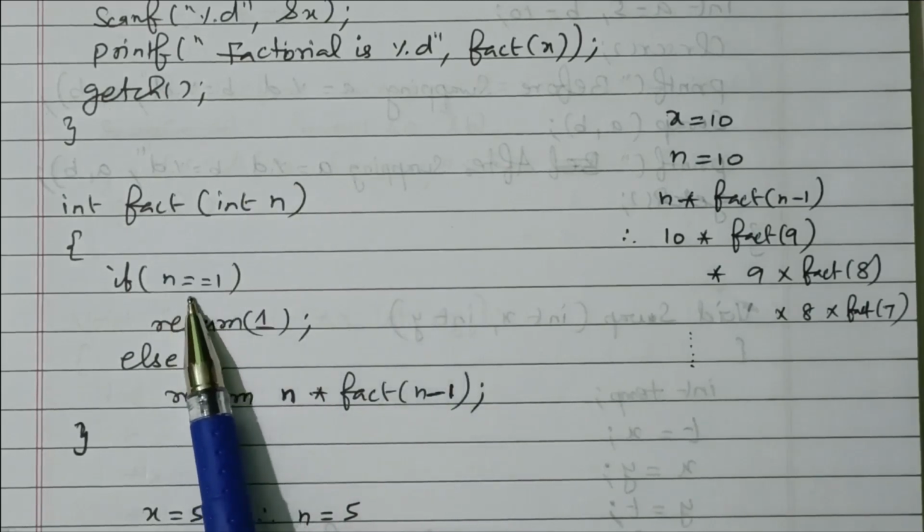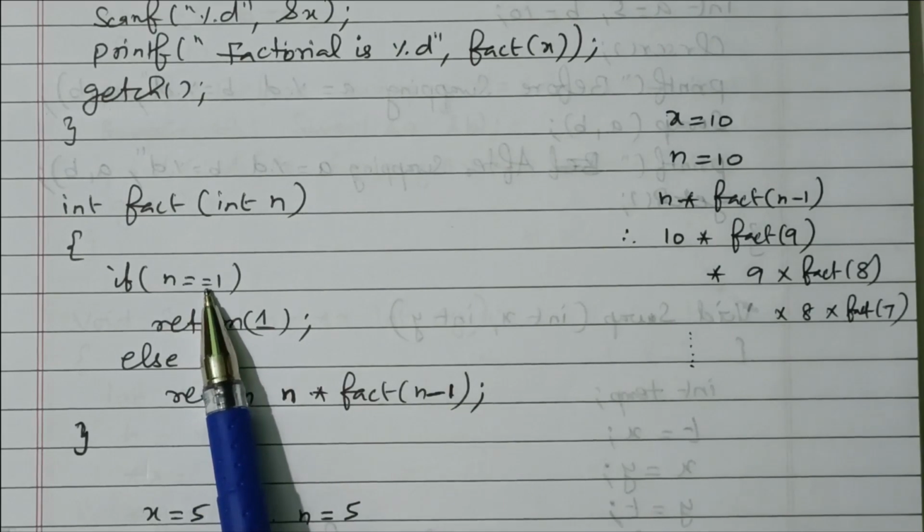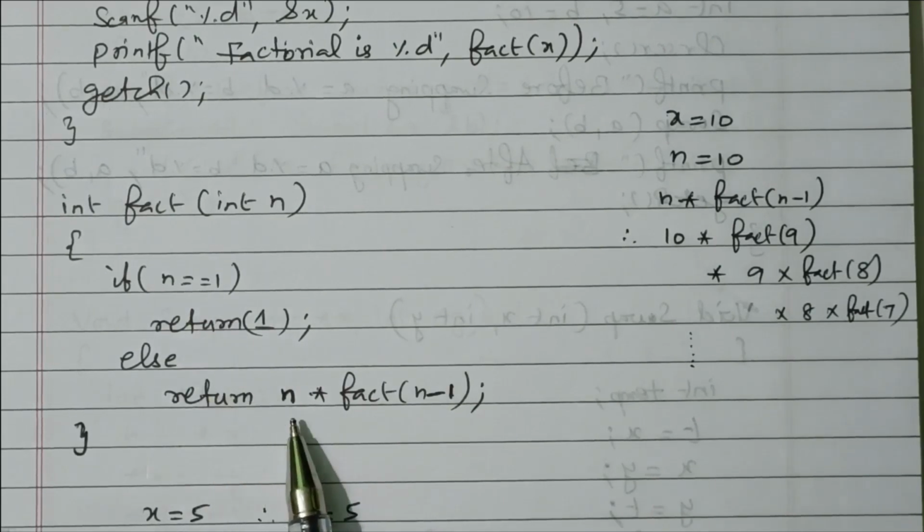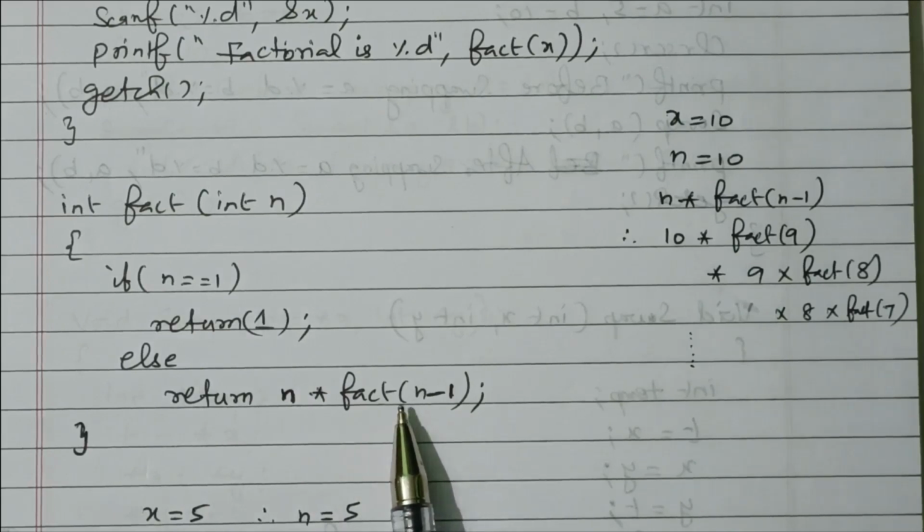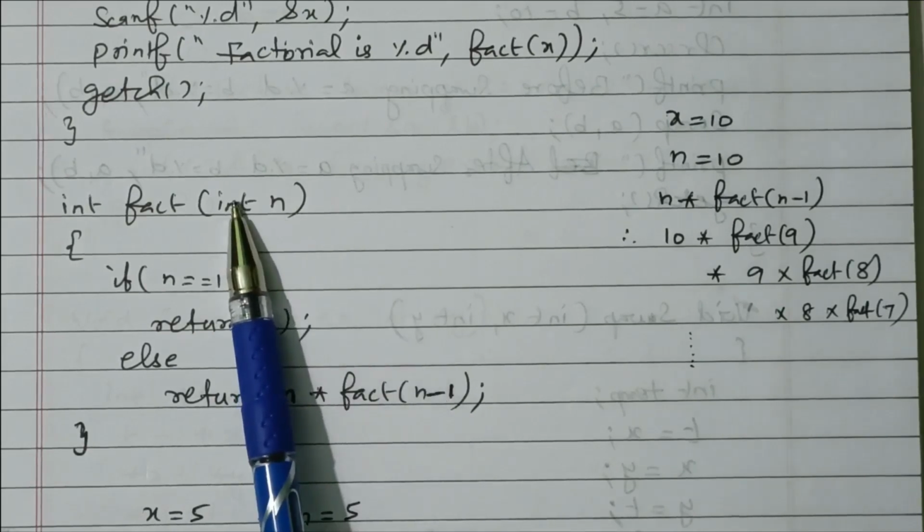Again it will check n equal to 1. It's not 1. Now it is 4. So it will return 4 into factorial of 4 minus 1, 3. So it will return 4 into factorial of 3. Again factorial of 3 means again we are calling the function, same function.